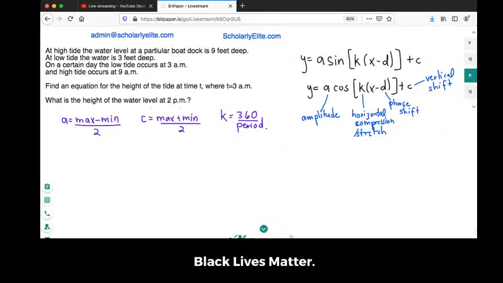So part 1: at high tide, the water level at a particular boat dock is 9 feet deep. The low tide of the water, I wrote that wrong, the low tide of the water is 3 feet deep. On a certain day, the low tide occurs at 3 a.m. and the high tide occurs at 9 a.m. Find an equation for the height of the tide at time t, where t equals 3 a.m.